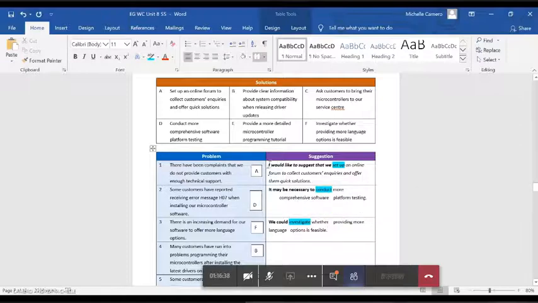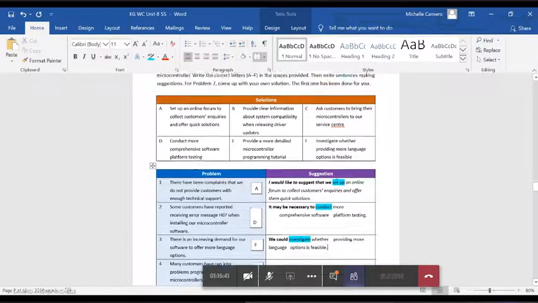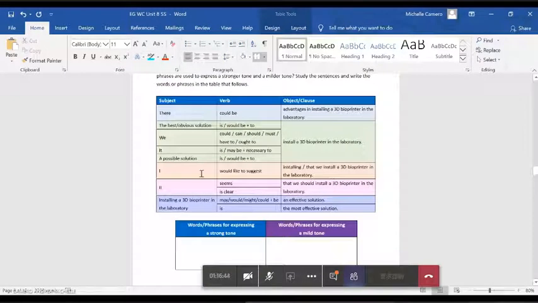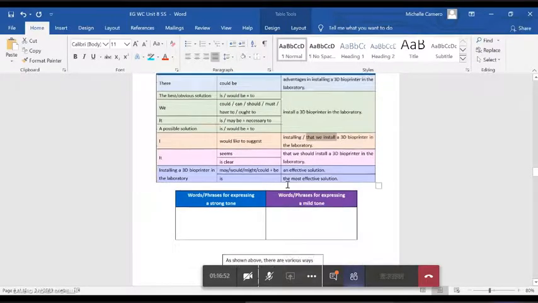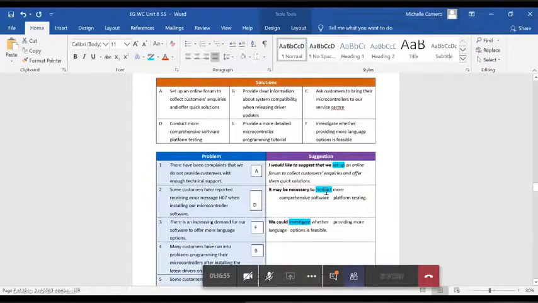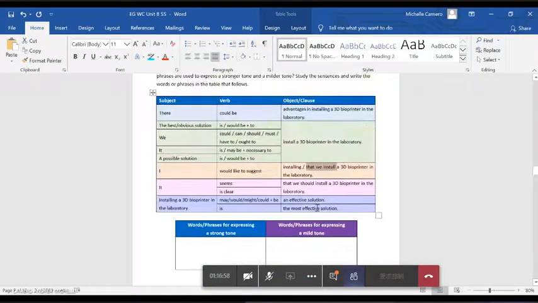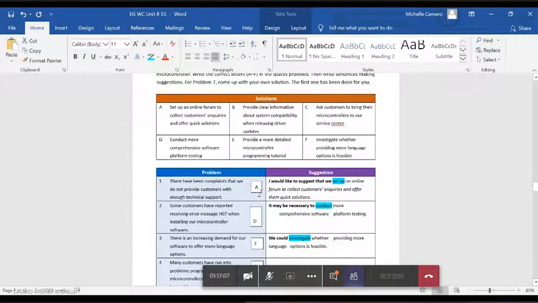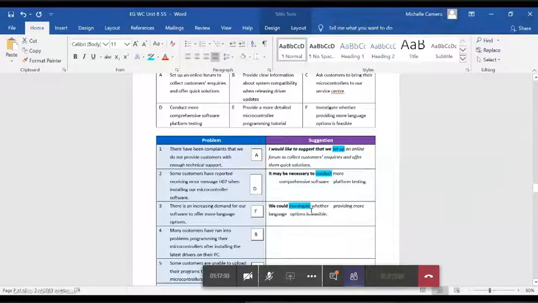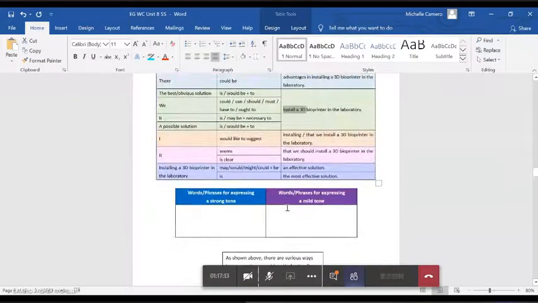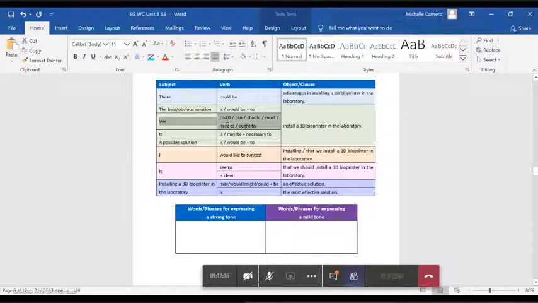Now, the one thing, let me talk about this. I would like to suggest that we plus verb. So they use this one up here. That's the one they use, the first one. Then for number 2, it may be necessary to plus verb. So they use this one. It may be necessary to plus verb in the solution. For number 3, they used "we could investigate whether." So for "we could," they used, I believe, this middle one here, and then verb and solution.